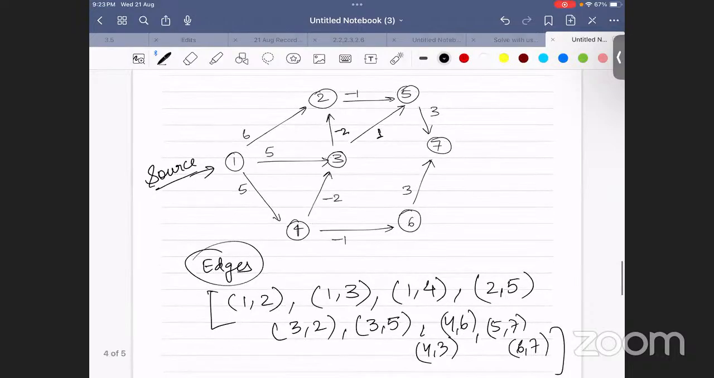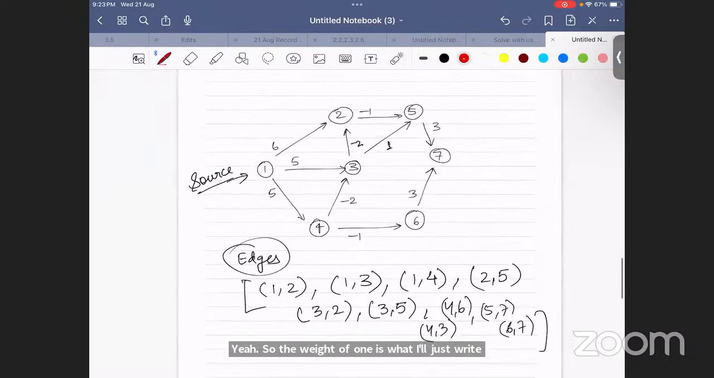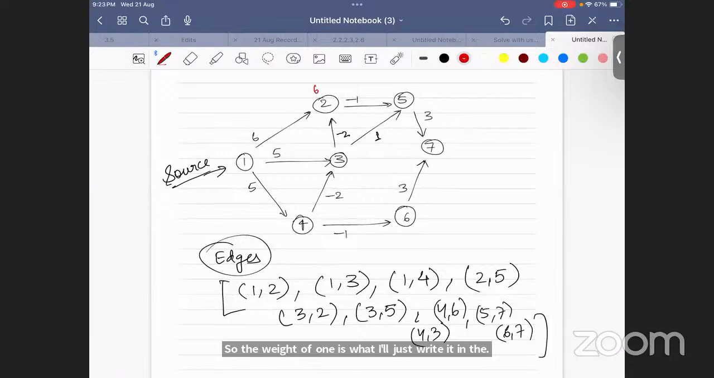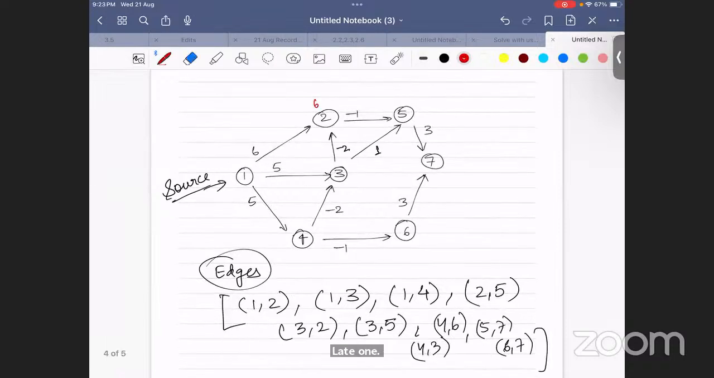Yeah, so the weight of 1, 2 is what? I'll just write it in red: 6. So in the starting, I can just start with infinite. Everything is infinite from 1.